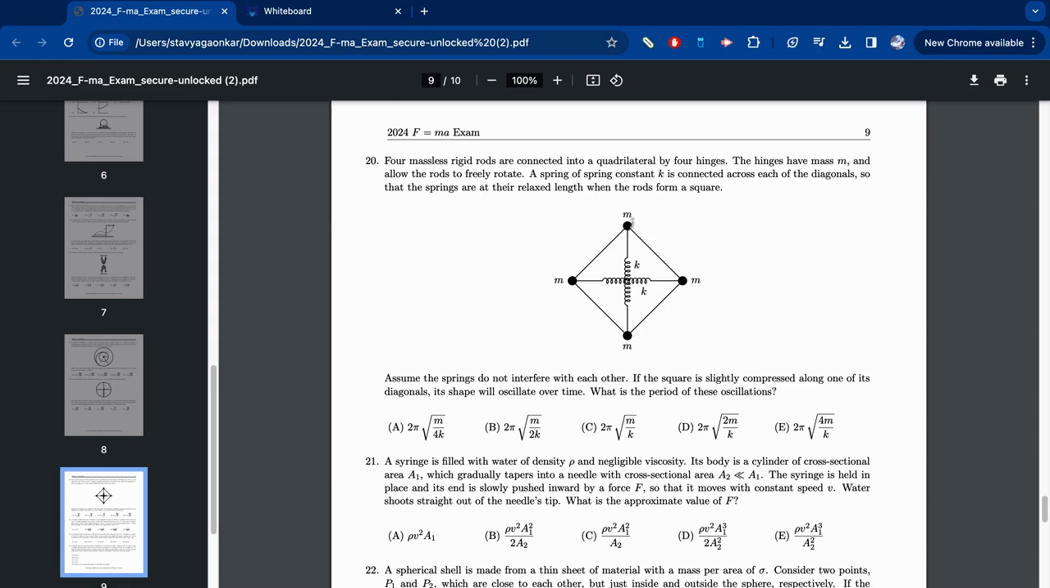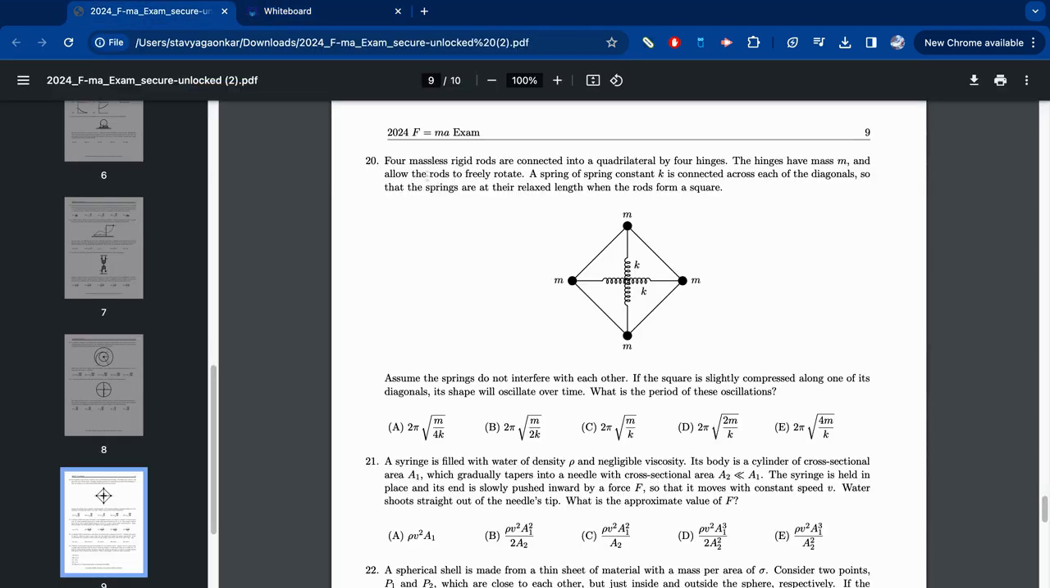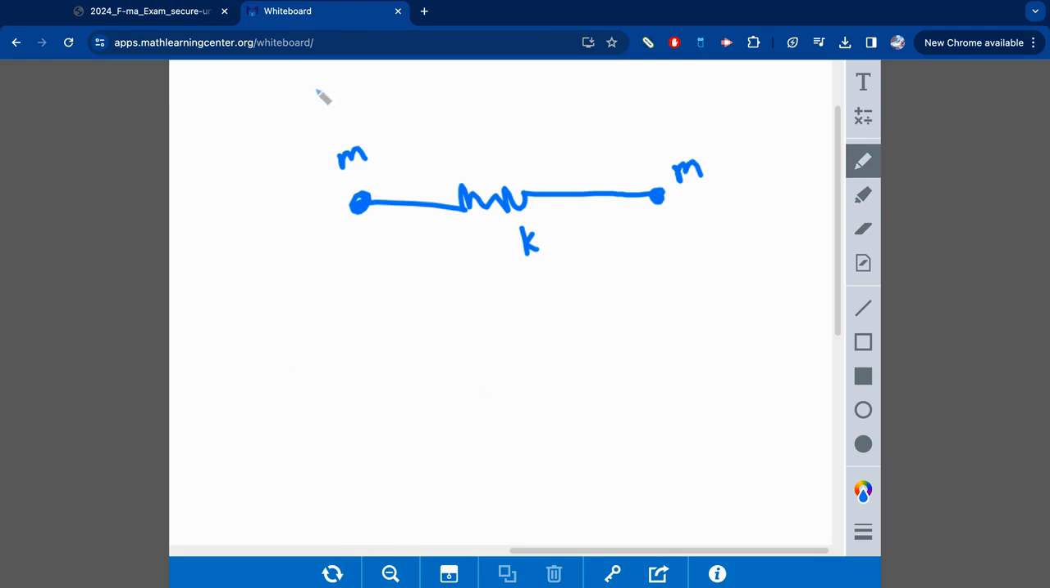Okay, so if we're considering just compressing it along one of its diagonals, we can assume that the only thing we're considering is this: the mass, the spring, and the other mass. Because we're given that these are massless rods, and they don't really contribute to the oscillation. And this is a very common kind of arrangement.